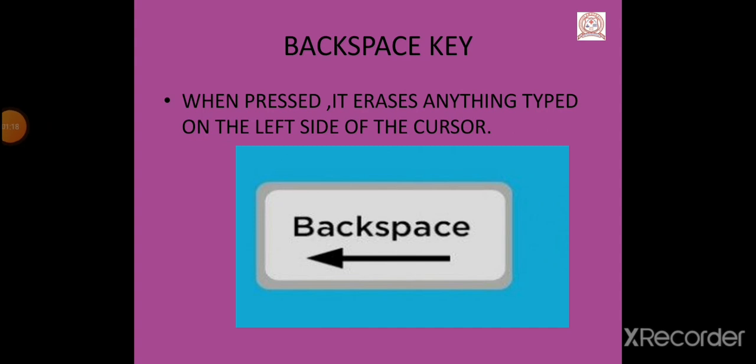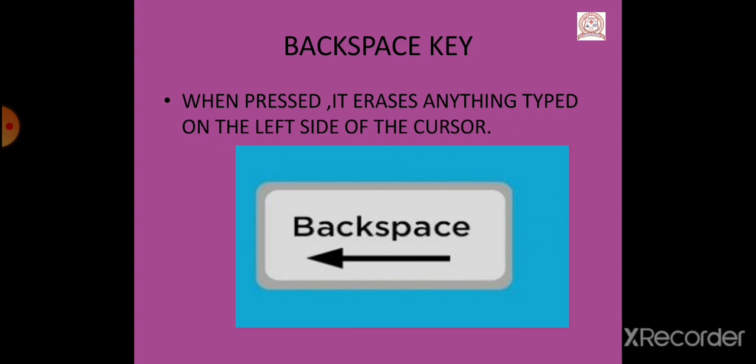Next, let's move to backspace key. When pressed, the backspace key erases anything typed on the left side of the cursor. Means it will erase the thing that is typed on the left side of the cursor.